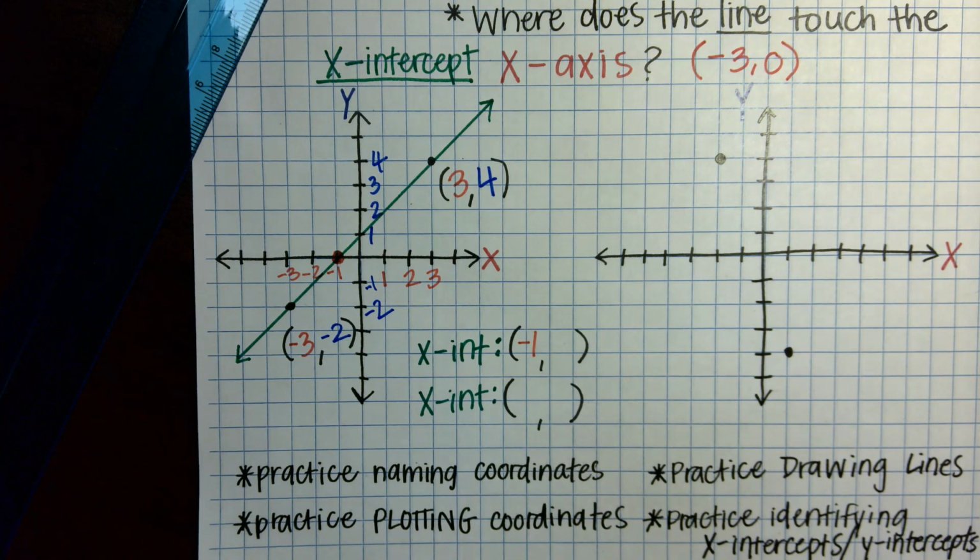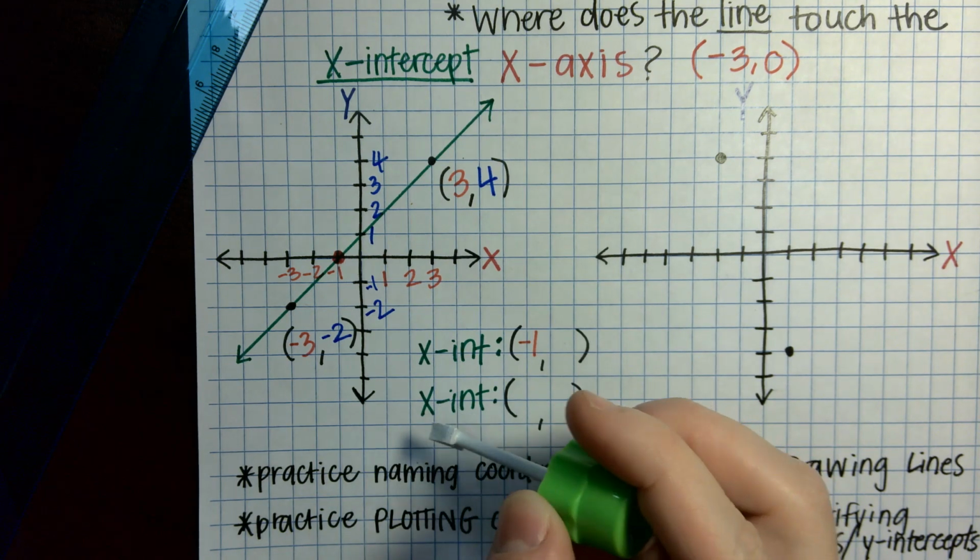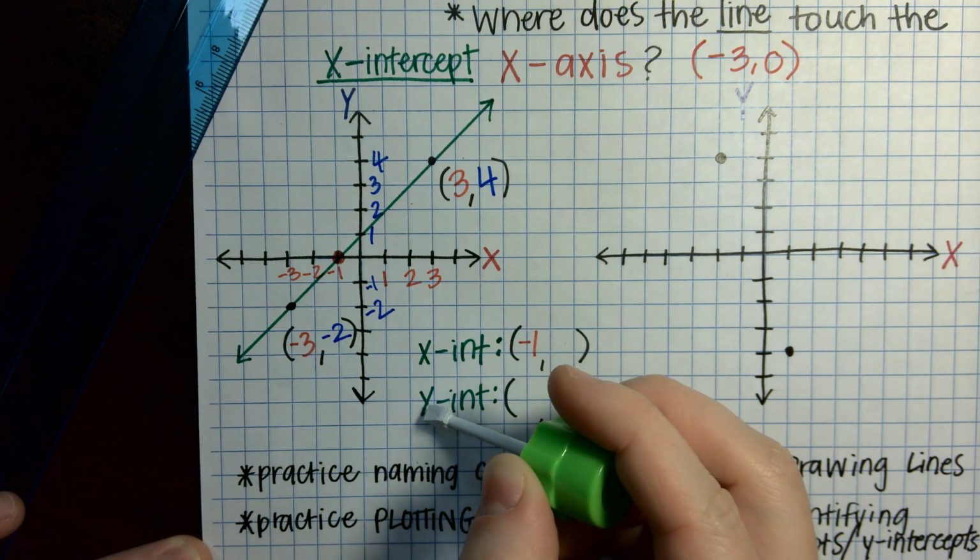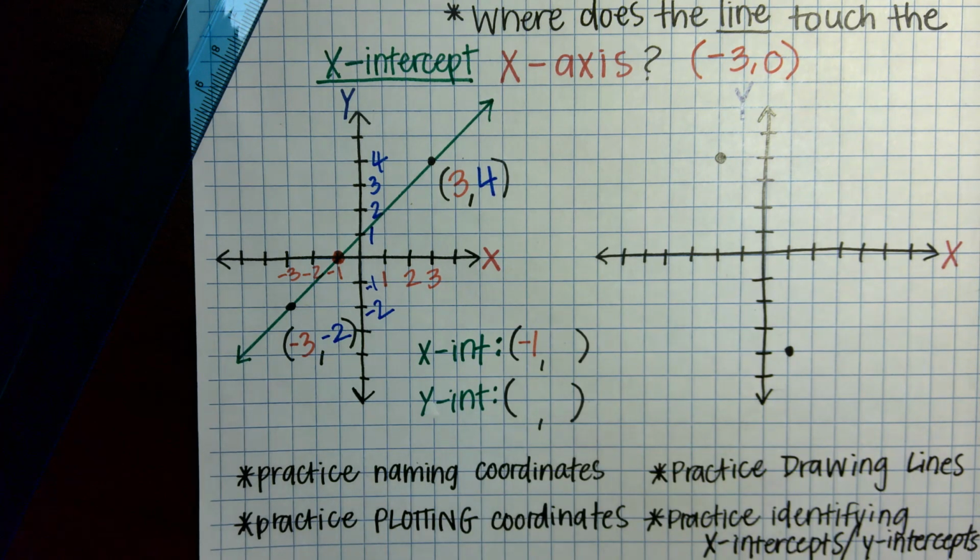Okay. Oops, I wrote x-intercept twice, didn't I? I didn't even realize it. My bad. I'm pretty sure I made a mistake. I did. I sure did. Here, let me fix that. There you go. There's a y.